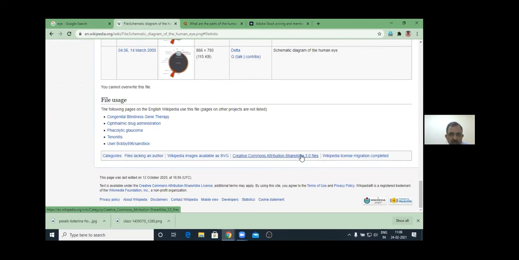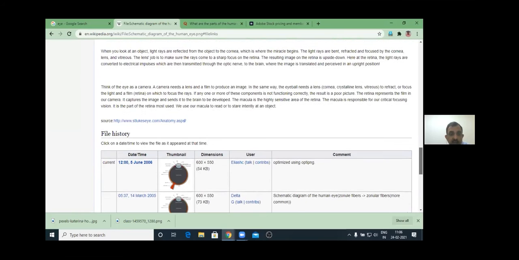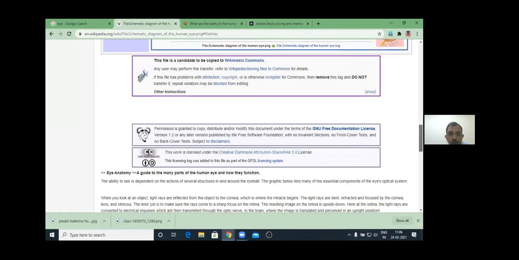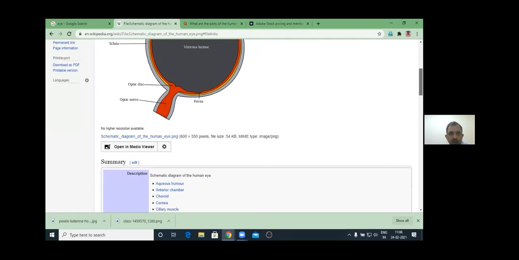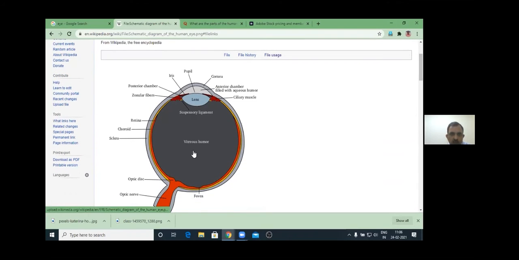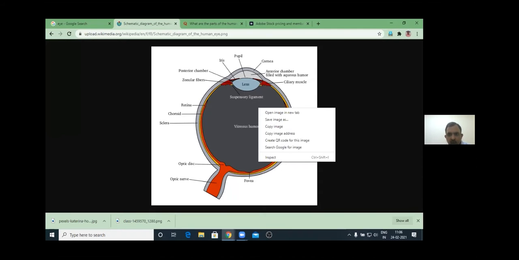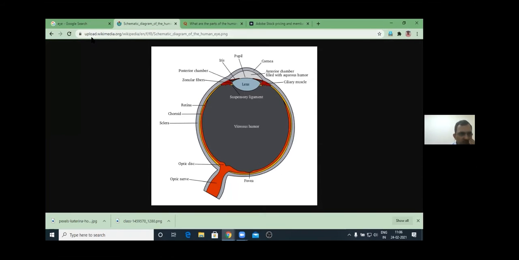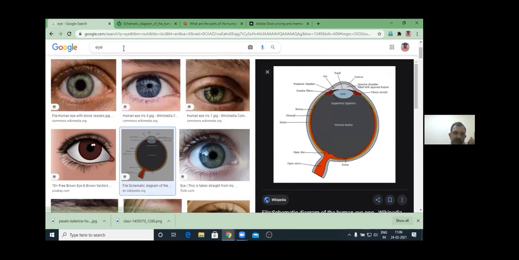So it means this is with a share alike license. When this is with a share alike license, then it means that you need to put the same license with your material where you will use this image, and then you can download the image. You just download the image, click on the image, save it first, and then you can use it with the proper attribution. So this is the way how we can use the images from Google.